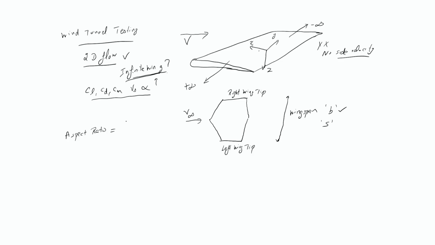Aspect ratio is given as the square of the wingspan, b square upon S. I have started denoting this parameter since this will be useful in the coming expressions. So aspect ratio is b square upon the wing area. And will this have any unit? Obviously, no. It's dimensionless. b square by S.